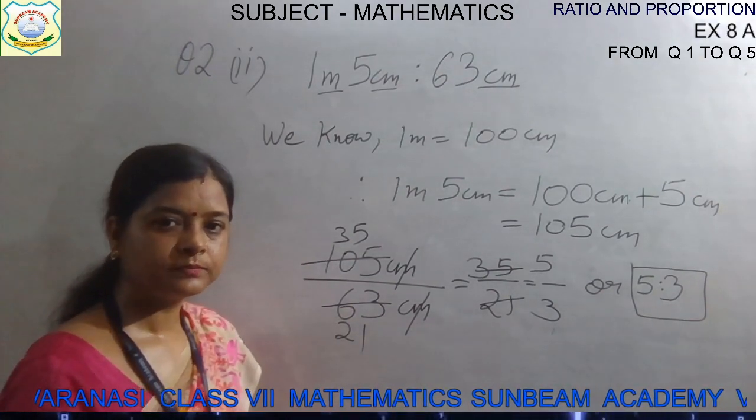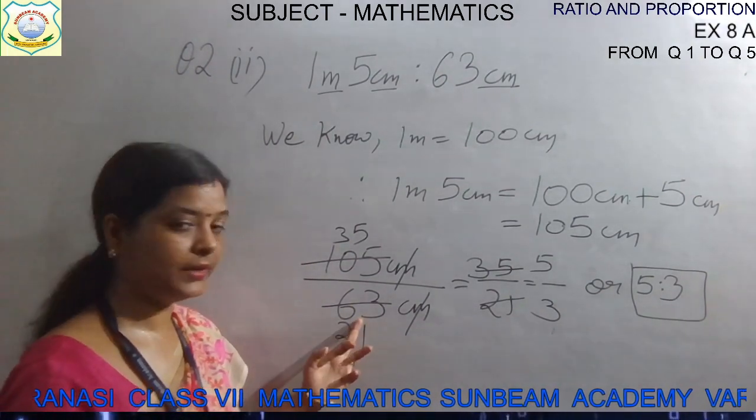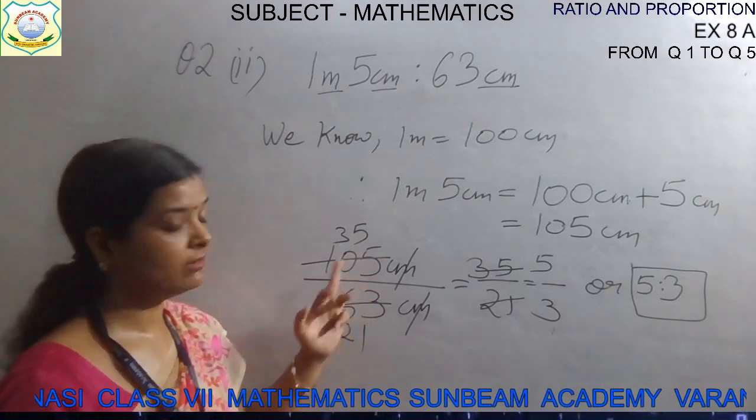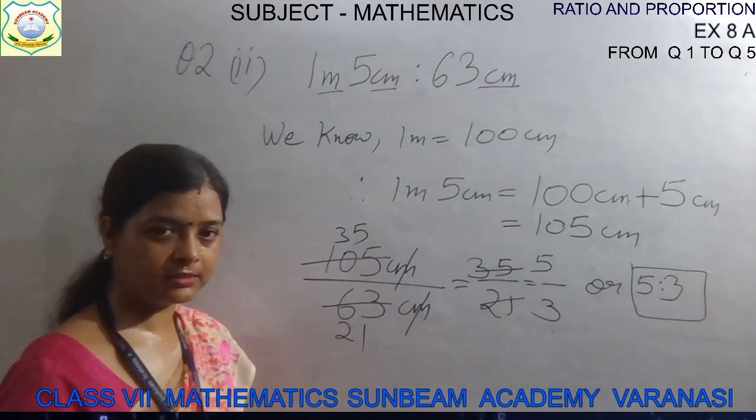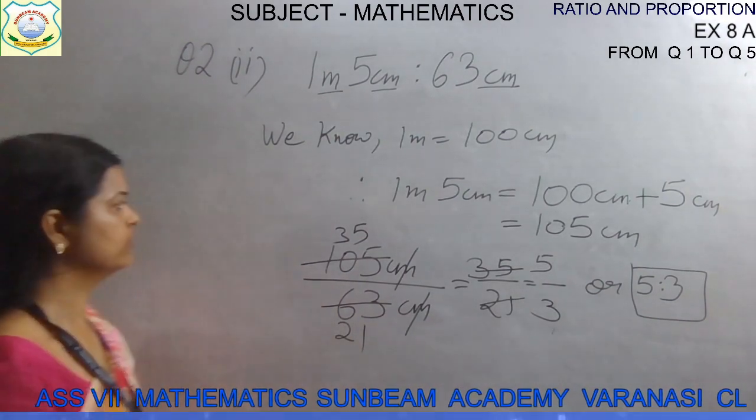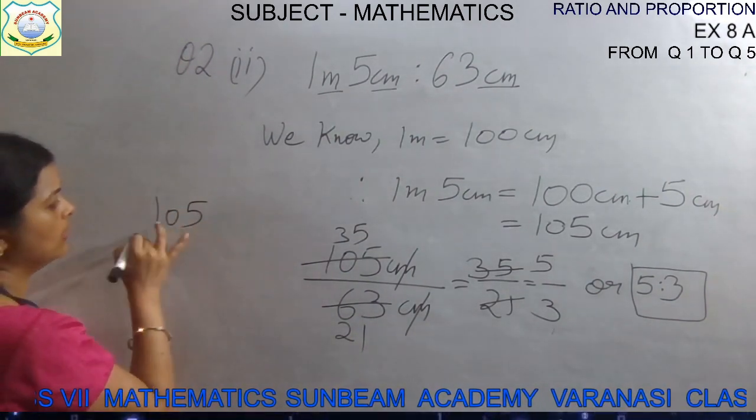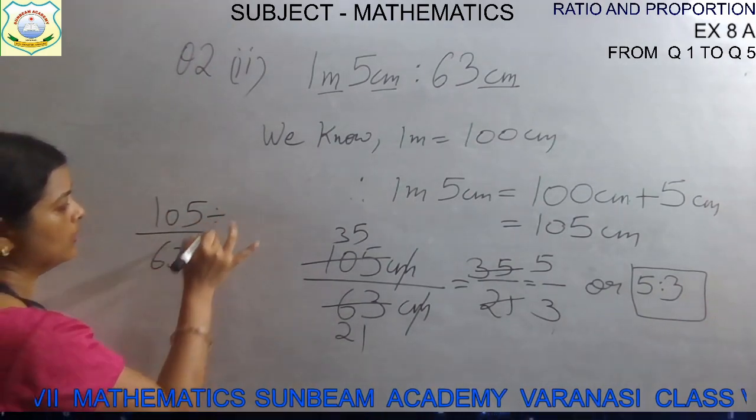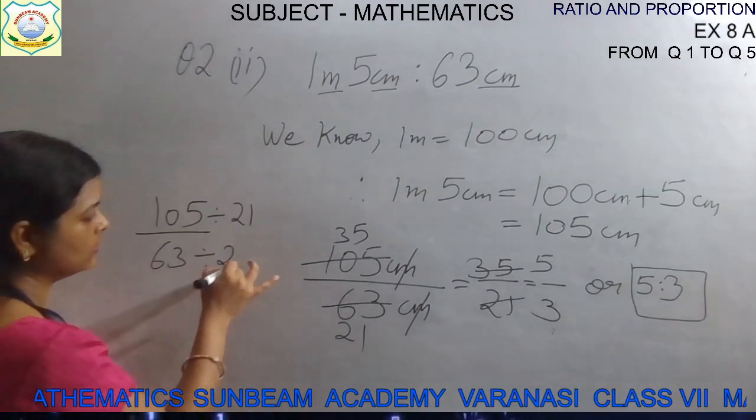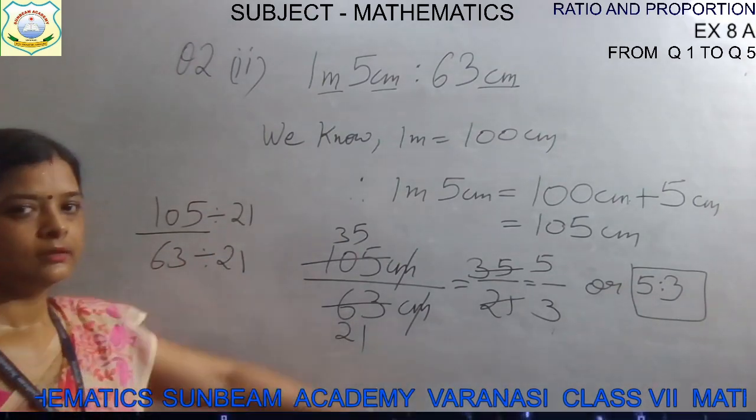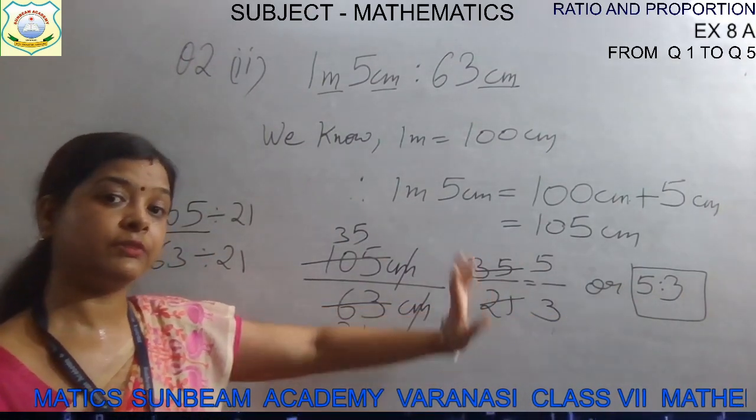Okay, 21. 21 3 times is 63 and 21 5 times is 105. HCF of 105 and 63 is 21. So, if you will divide 105 and 63 by their HCF, HCF is how much? 21. 21. So, your answer will be directly, you will get the answer 5:3.